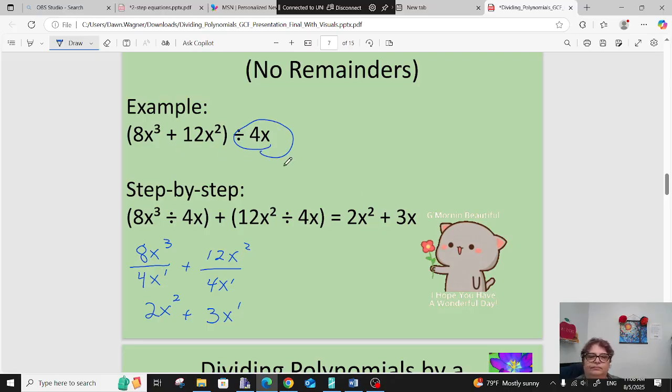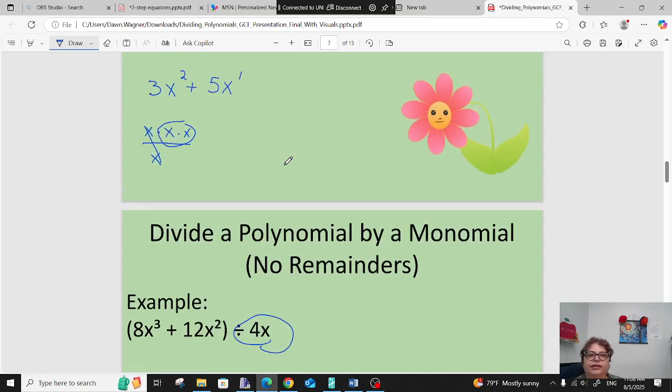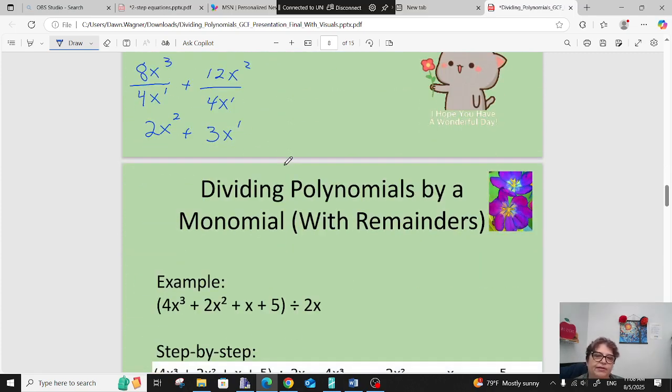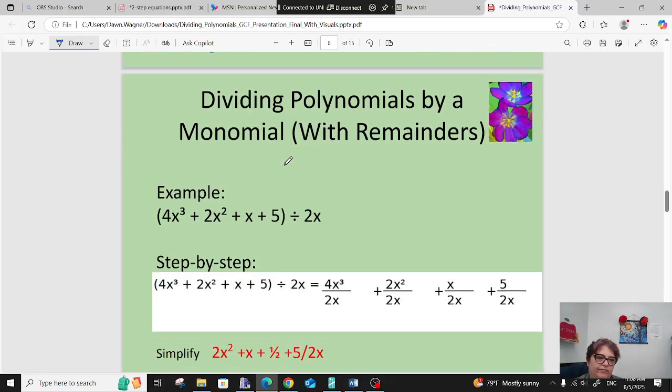Just in case you didn't understand making a fraction. Okay, sometimes though things don't end up nice and neat, that they don't divide equally. And then you are left with fractional answers.